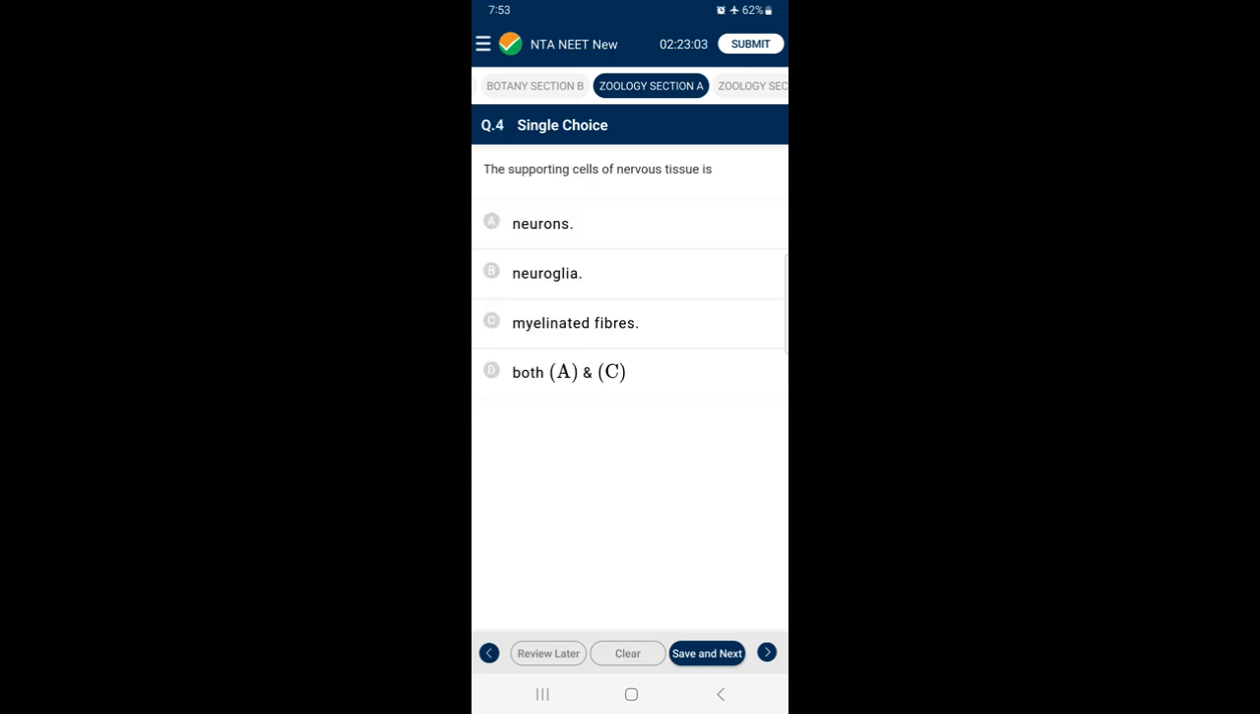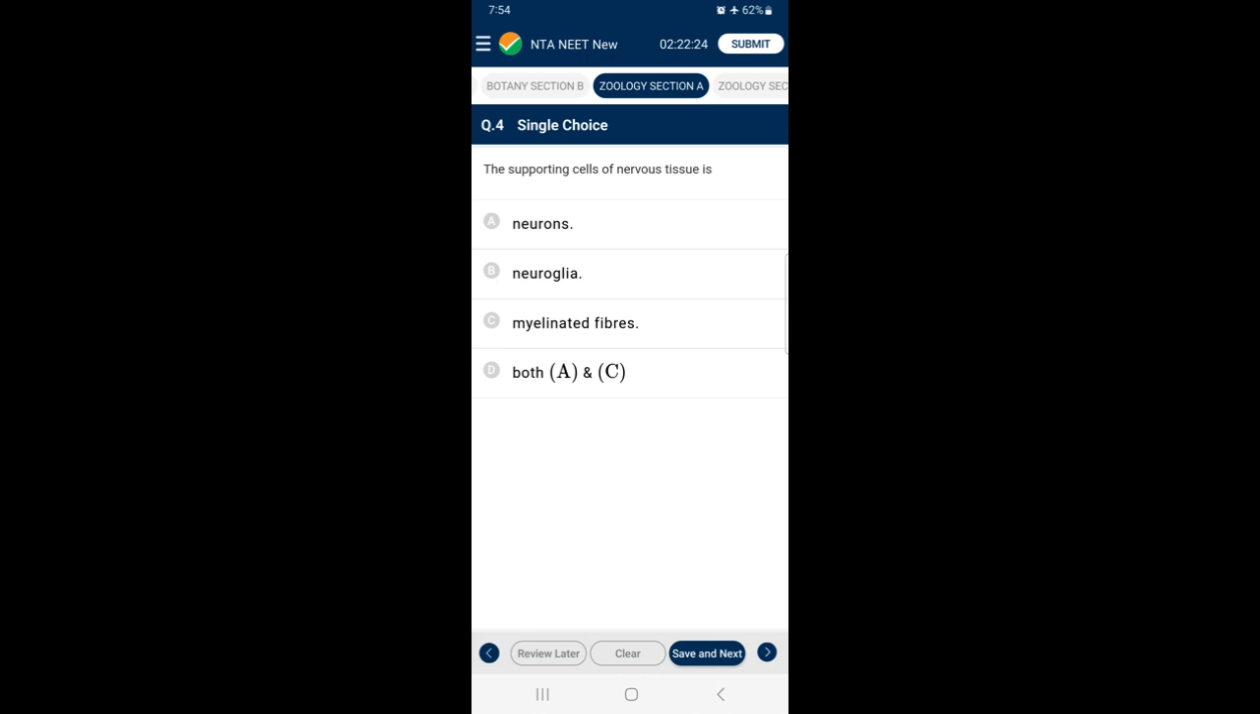Question number 4. The supporting cells of nerve tissue is. Neurons and glial cells make the neural system. Neurons are specialized cells that are responsible for transmission of signals. Neural glial cells support neurons. Neurons are the main conducting cells but occupy less than half of the volume, while supporting cells occupy more than half of the volume. These cells do not show conduction but can regenerate.